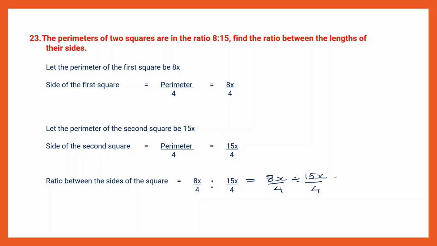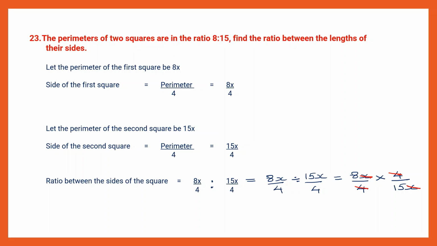So now since it's division, we can change it to multiplication. The first fraction remains the same. 8x by 4. Division changes to multiplication, and we write the reciprocal of the second fraction, which is 4 by 15x. Now here, let's see what we can cancel. We can cancel 4 and 4. We can cancel x and x.